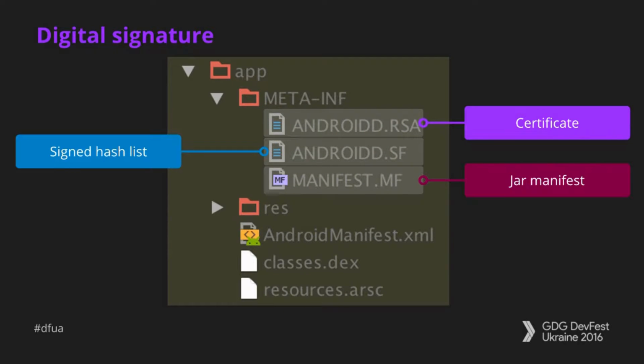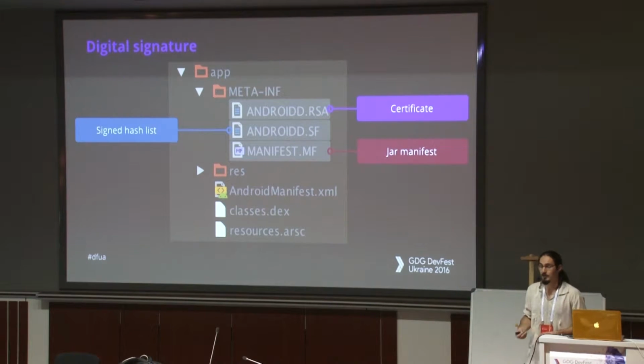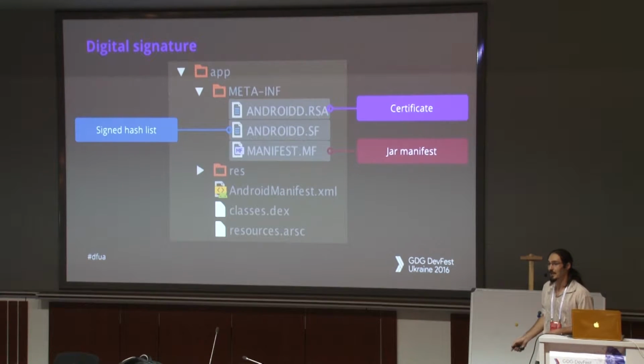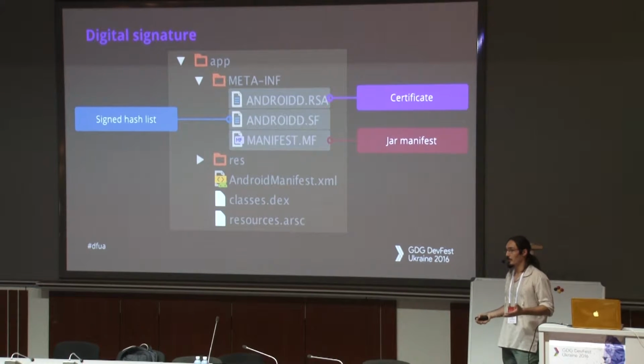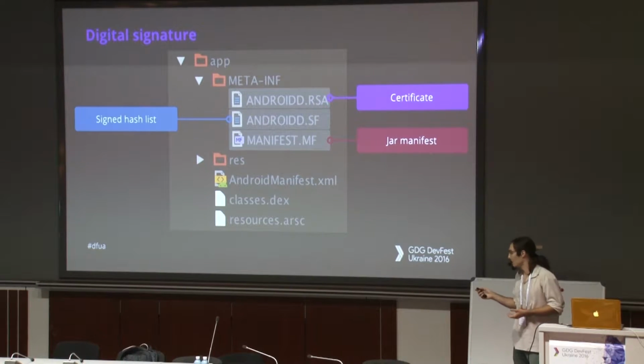So, jarsigner adds these two files. ANDROID.RSA is a certificate that contains your public key and some information about you and your certification center. And ANDROID.SF is a list of all members of our package and their hashes. Actually, only this file is really signed. But it's enough, because on your side you can calculate the hash of any file and just check if it is equal to the hash from this file.